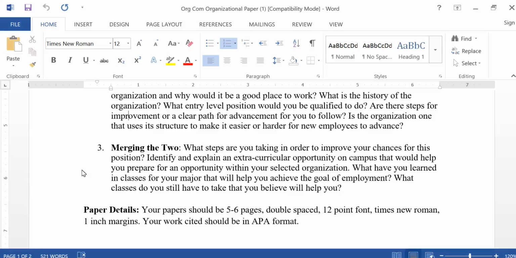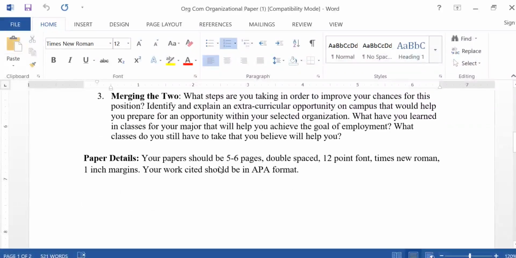Vague enough so that you can choose any type of organization you want, so that it fits people who have various majors, but specific enough so that you're still doing a set of things that are gradable, comparable, that make sense with the purpose of the paper. So, what am I looking for? A 5 to 6 page, double space, 12 point, Times New Roman, 1-inch margin paper. You should be working in APA. Had a lot of people over the years tell me they want to work in MLA, so I've become a little more relaxed on this particular requirement.